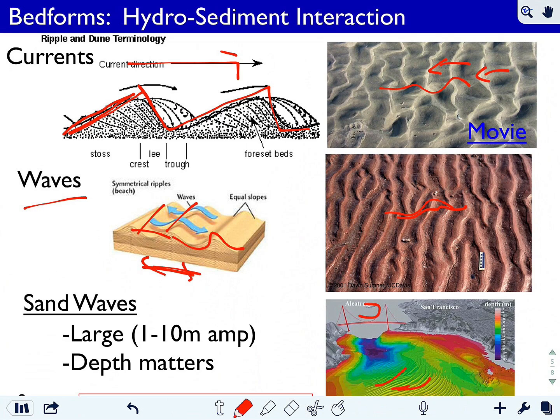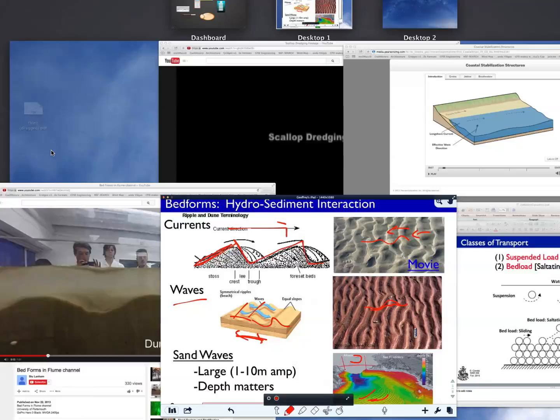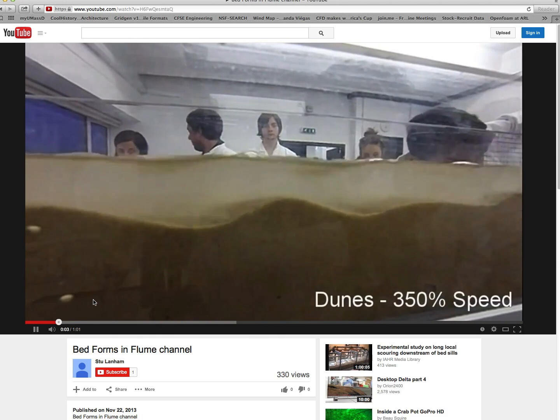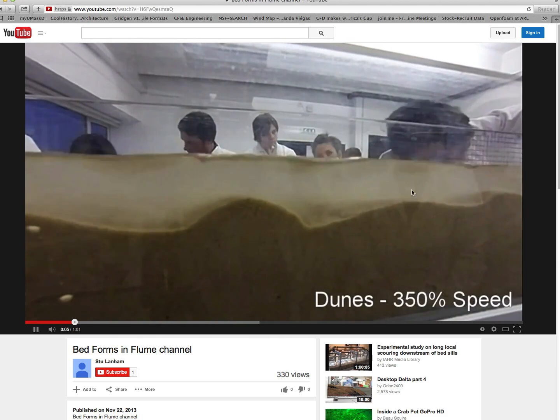I'll show a brief movie if I can. Is it this one here? So this is a lab study. They're running flow, I think from left to right, I can't remember, in this tank. There are lots of students wearing white lab coats, which is kind of weird. And they're running at 400% speed, so you'll see the students move around rapidly, but they're not drugged out or anything. It looks to be moving left to right.